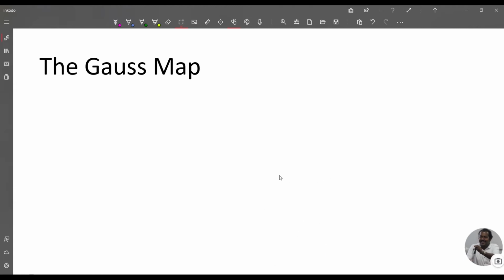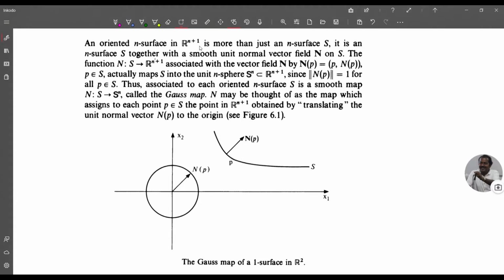Today we discuss the Gauss map. An oriented n-surface in R^(n+1) is more than just an n-surface S. It is an n-surface S together with a smooth unit normal vector field N on S.